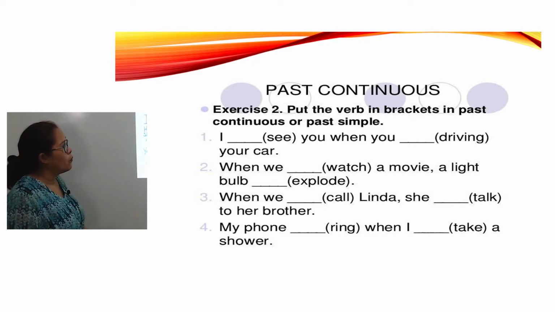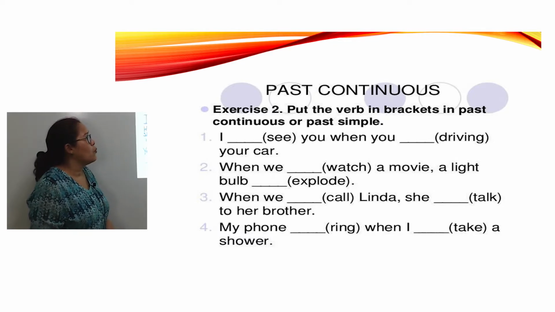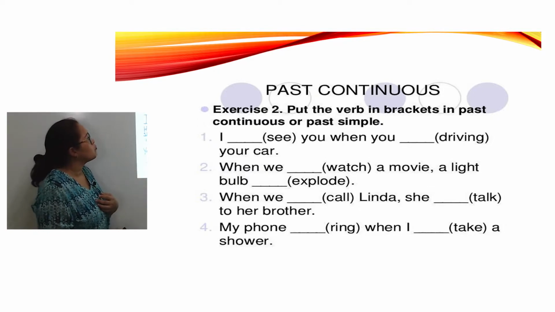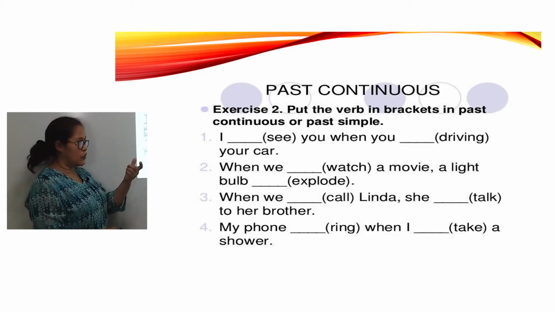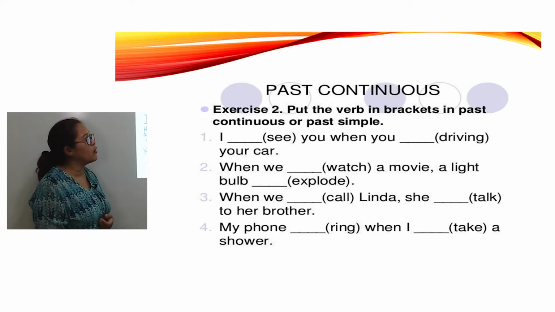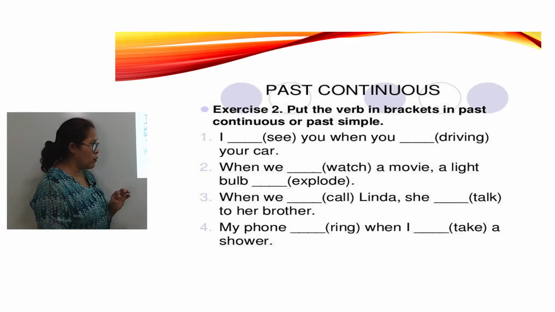Then we have number two. When we, and then we have the verb in brackets, watch a movie, a light bulb explode. In this case, we have when. Esto es un tip. Whenever you have when, significa que el verbo inmediato va a estar en pasado continuo. Okay? When we were watching a movie, a light bulb exploded. Aquí, en este verbo, lo único que van a agregar para ponerlo en pasado simple es una D. That's it. So, when we were watching a movie, a light bulb exploded.